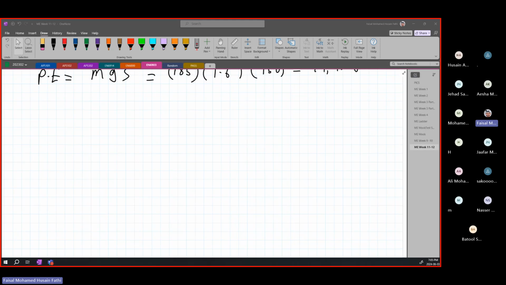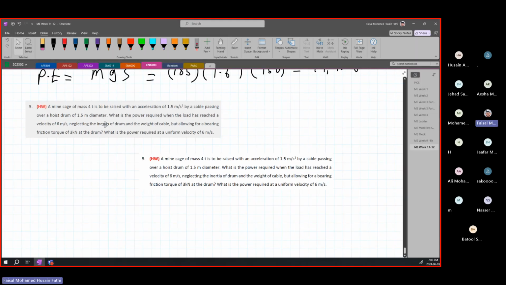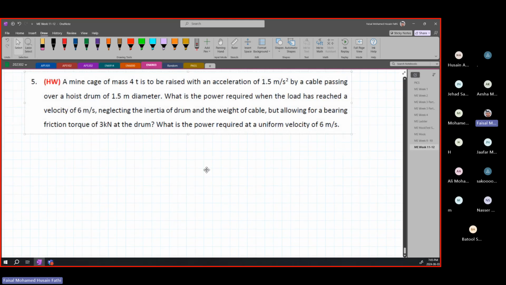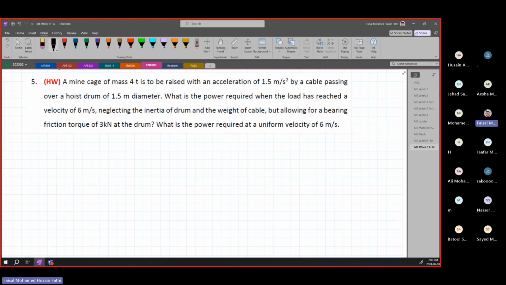Because there's only one trick at the end. I have already solved the exact same question with you guys in the last session. Almost the exact same question, I should say, which is this one. I'll just go through it very quickly, all right? So a cage of mass 4 ton is to be raised with an acceleration of, so we have the cage mass, so mass of the load is equal to 4 tons.